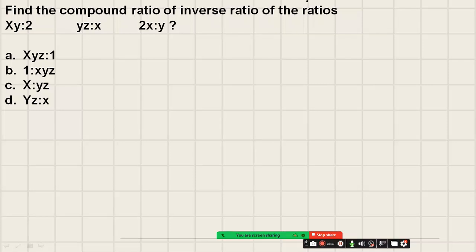Find the compound ratio of inverse ratio of the ratios. Very good. XY is to 2, YZ is to X. So next, 2X is to Y. What is the answer, guys?